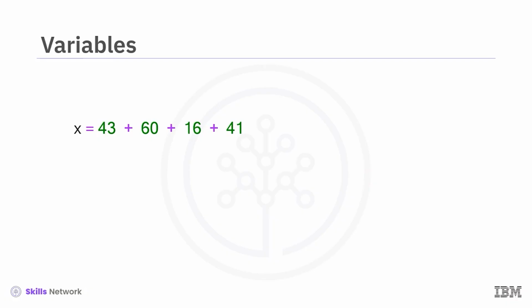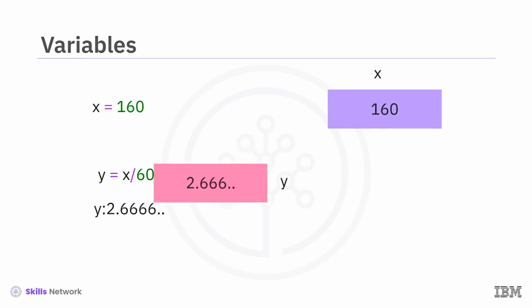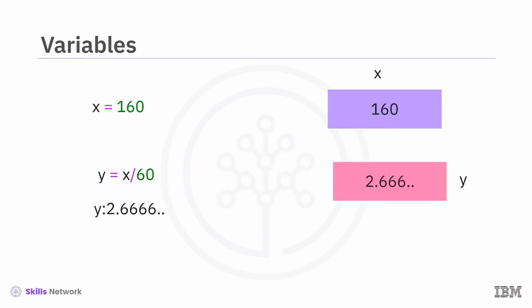We can store the results of expressions. For example, we add several values and assign the result to x. x now stores the result. We can also perform operations on x and save the result to a new variable y. y now has a value of 2.666.